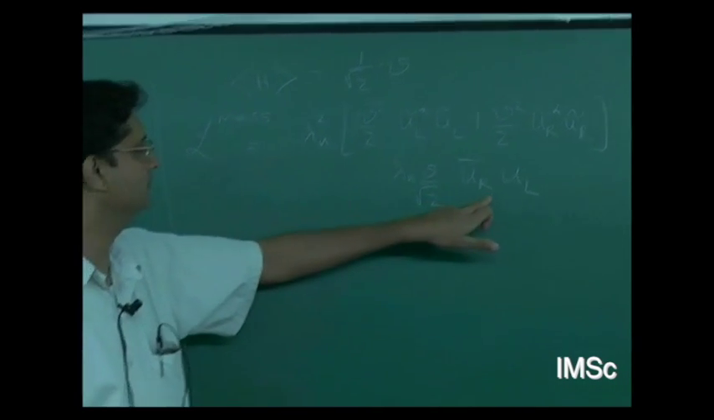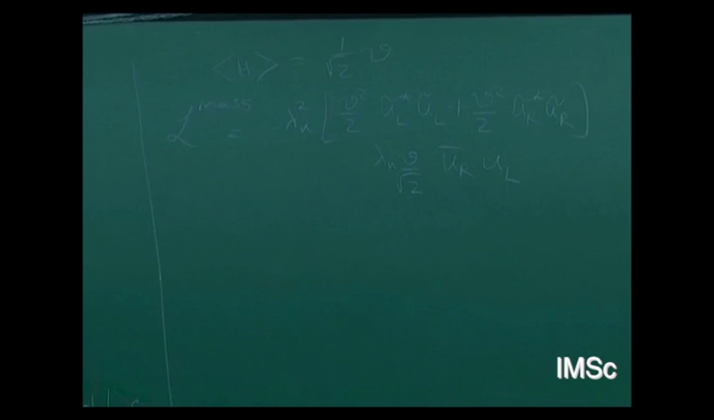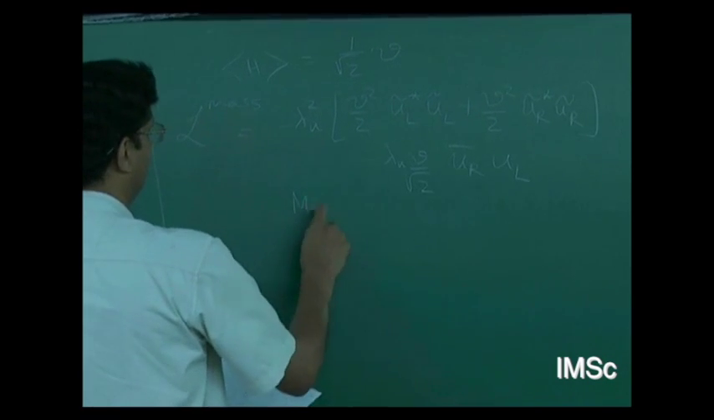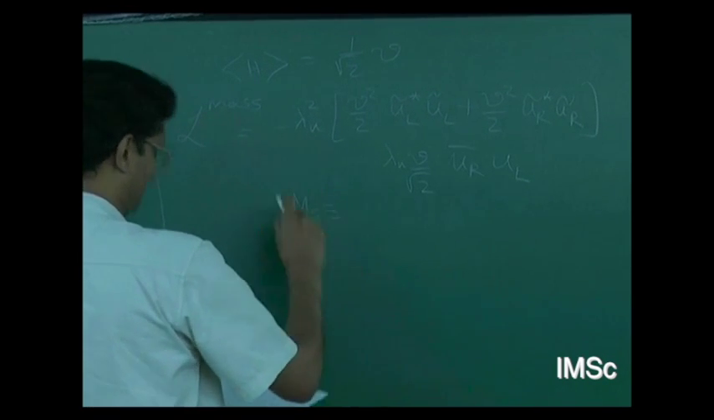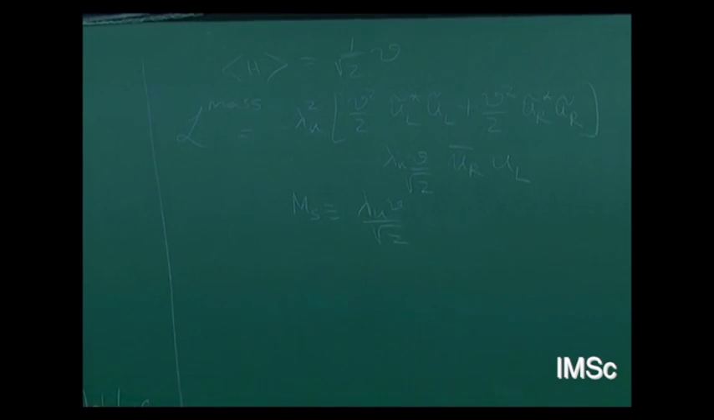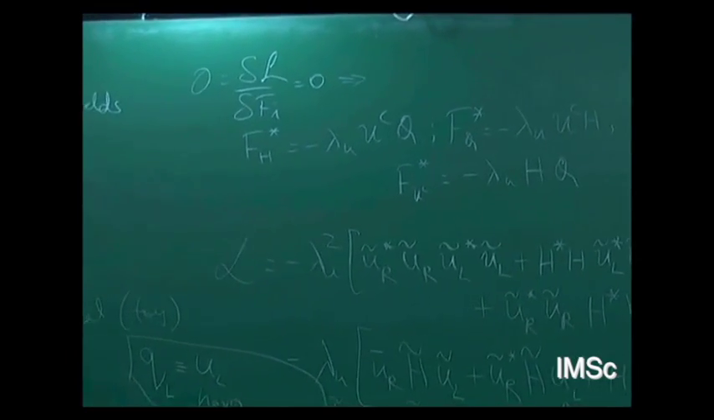And you see the scalars and the fermions have the same mass. This is again a result of the exact supersymmetry, that bosons and fermions are degenerate in mass. And I can define the SUSY mass to be just lambda_U v over square root of 2. So now we had the same thing as in the standard model, right, this mass. And now we have supersymmetrized, and we have seen that the scalars also are degenerate in mass.